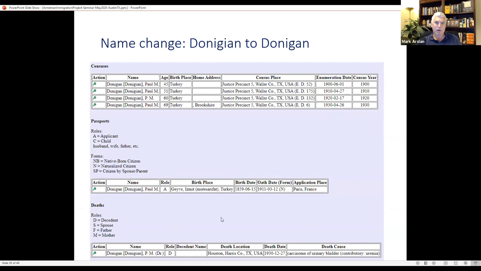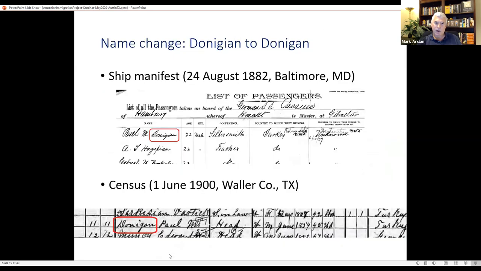But when he came over, he was a Danigian. And so if any of you, your family lore says the name was changed at Ellis Island, I really would love to try to find that record and see if we can either prove or disprove that.